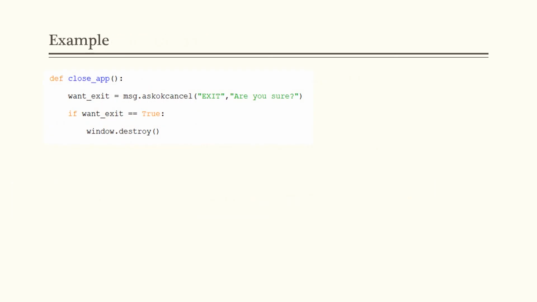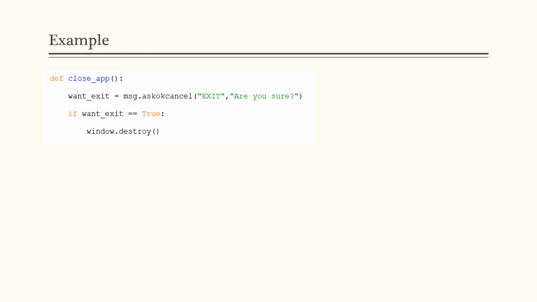So here's the close app procedure. I've asked them, are they sure they want to quit? Saved that result as a variable called want exit. And then if want exit is storing the value true, then and only then will I destroy that window. In other words, close the app. It's pretty straightforward. It's just Python skills that you've used a million times before. The only difference is we're using a message box this time.